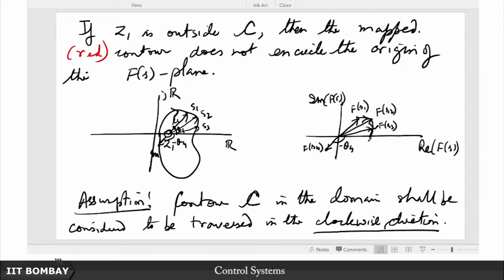So if we keep drawing this, of course, again the shape should be similar. It's my pathetic drawing that's making these two shapes appear different. But notice the key difference now. If this point Z1 lies inside the contour, then in the image space, in the codomain, the contour that you get here will also be traversed clockwise like in the earlier case. But the one significant difference is that now the origin of the FS plane is being encircled once in the clockwise sense.